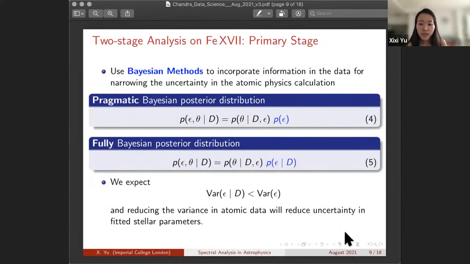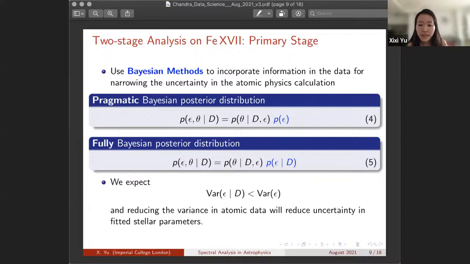So to start with, we start from a simple two-stage analysis on iron 17, and we focus our attention on the primary stage, where we use the two Bayesian methods to incorporate the information in data to narrow the uncertainty in the atomic physics, and then in the end to narrow the uncertainty in the plasma parameters.